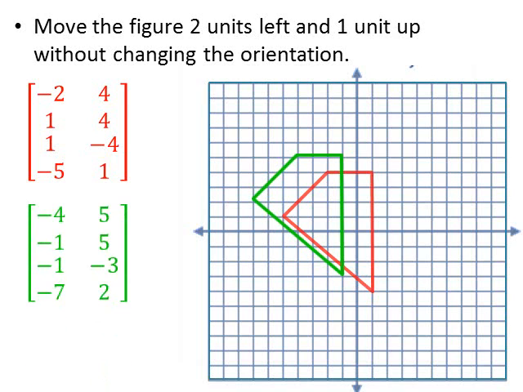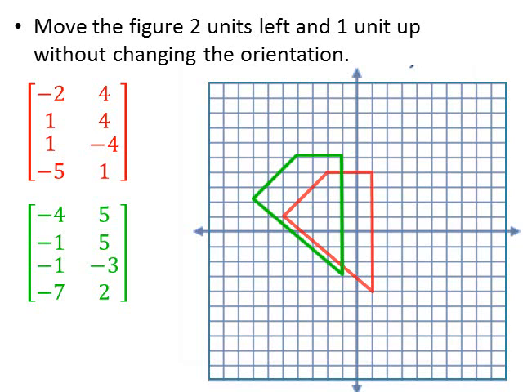So now the new points are like this. We have -4, 5. We have -1, 5. We have -1, -3. And we have -7, 2. And you'll notice what happened: because I moved it 2 units to the left, the first column got subtracted by 2. So -2 gives us -4, 1 gives us -1, 1 gives us -1, -5 goes to -7. That's because we moved it 2 units to the left.